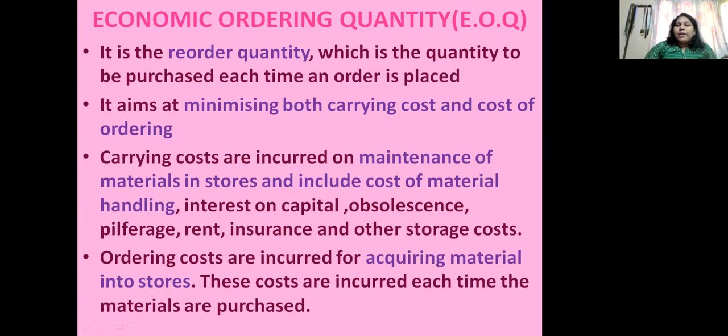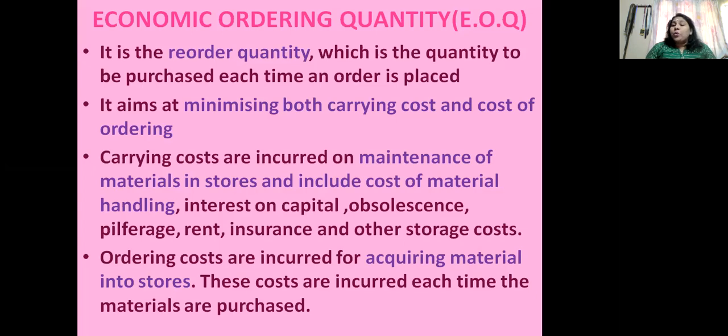So look at the meaning. What is EOQ? It is the reordering quantity, which is the quantity to be purchased each time an order is placed by the company. Say, for example, I'm running a factory. So I need raw materials for the production purpose. It is advisable to calculate the approximate quantity of materials required for the production schedules.